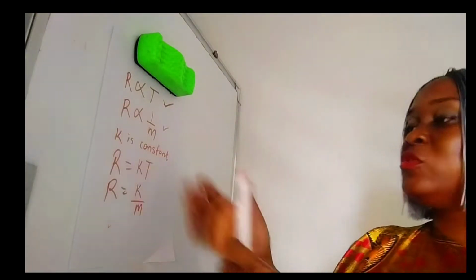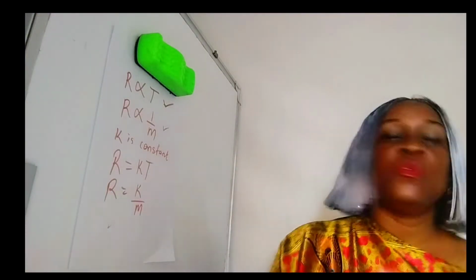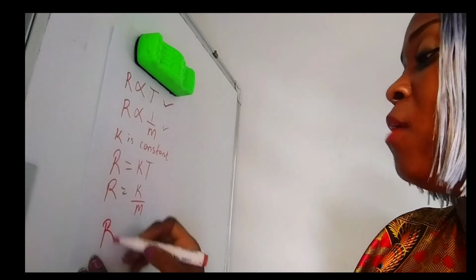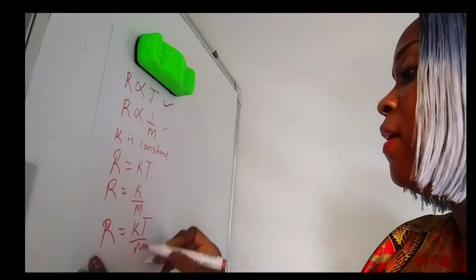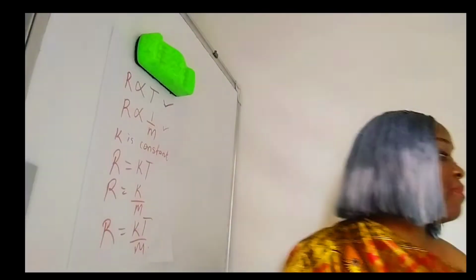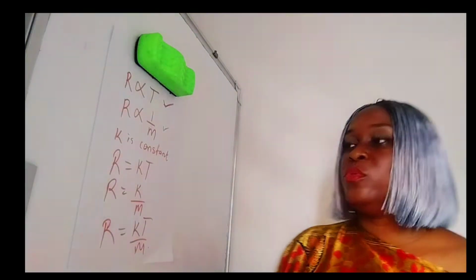So if we put the two together, it will be R equal to KT over M. Do you have that in the options? Yes. Beautiful.